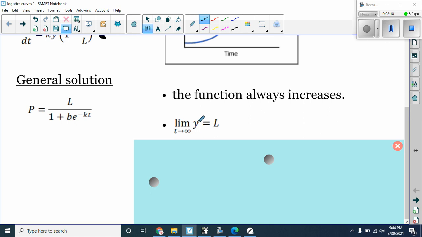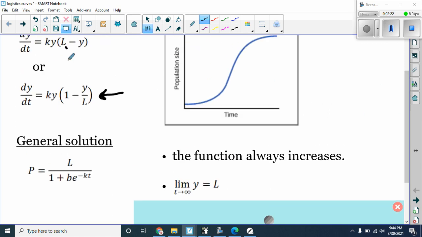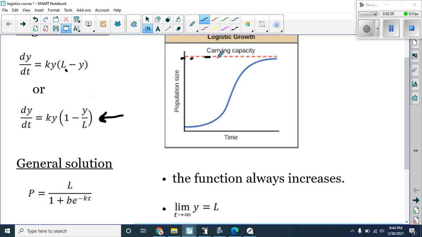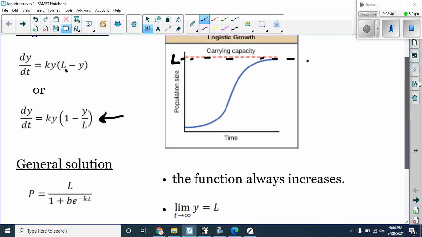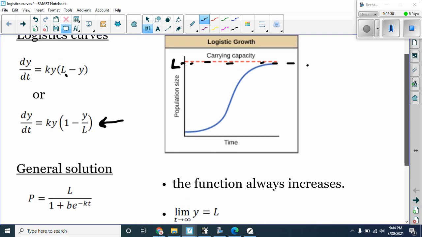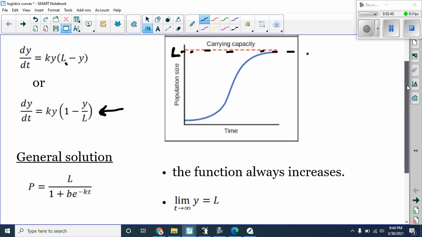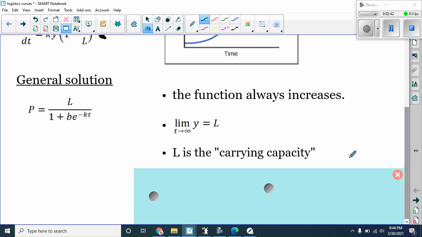As t approaches infinity, the population size approaches L. And that is the same L that is in these equations here. It's the same L as what's right there. So basically this y value that it's approaching is L. That L is called the carrying capacity, the maximum capacity that could be reached by the population.